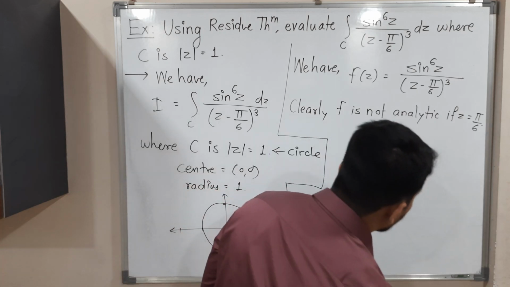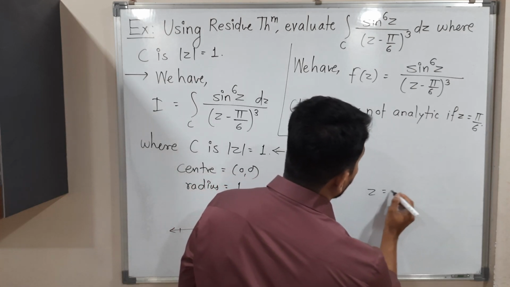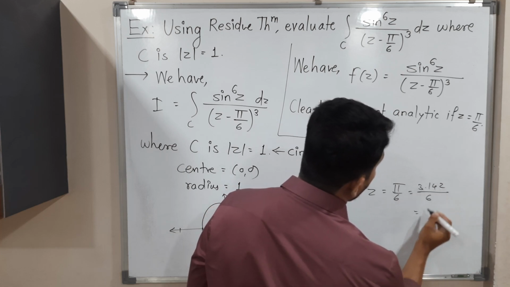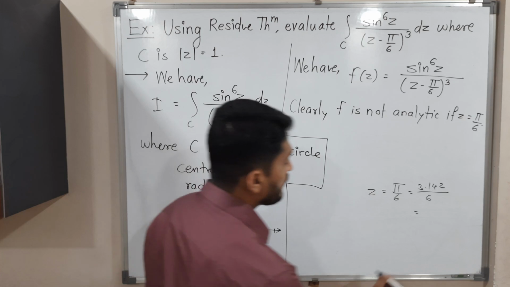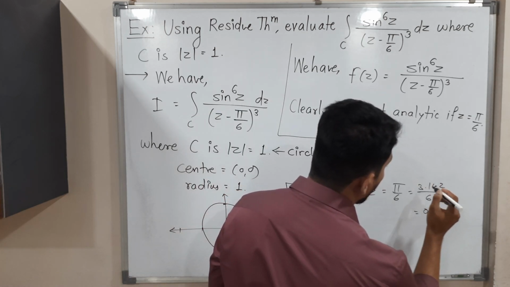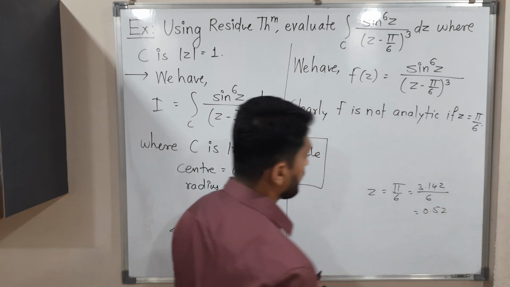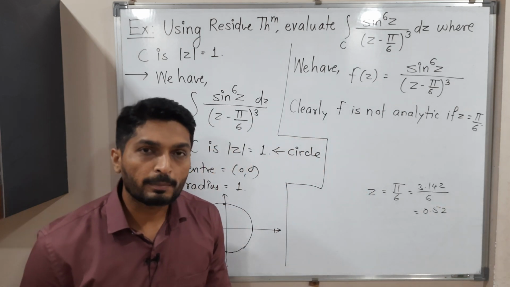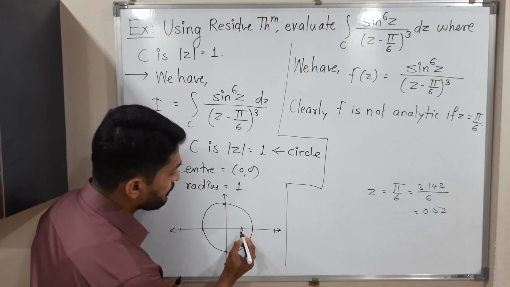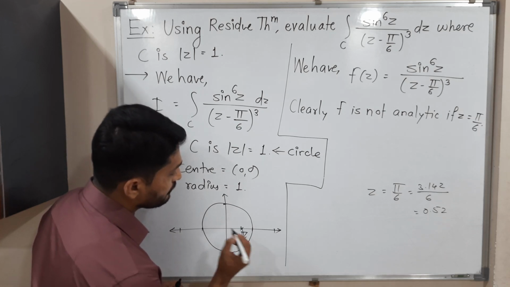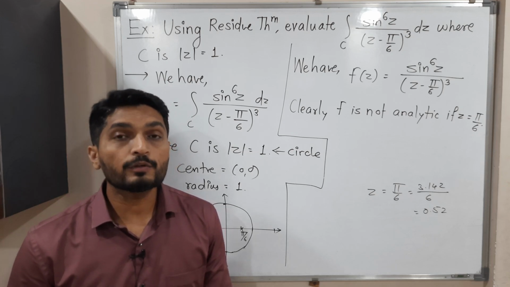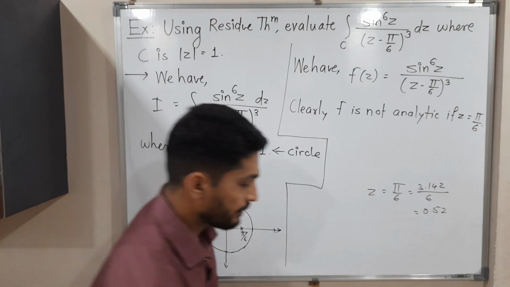Pi means let us find its rough value. Z is equal to pi by 6. Pi means 3.142 divided by 6. If you divide that number by 6, you will get approximately 0.5 and something, so its value is approximately 0.52. That means it will be here, pi by 6. It means it lies inside curve C. It means we have to find the residue at that point.